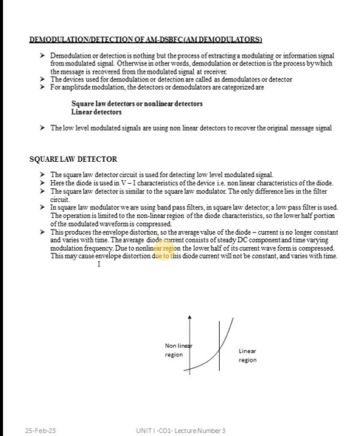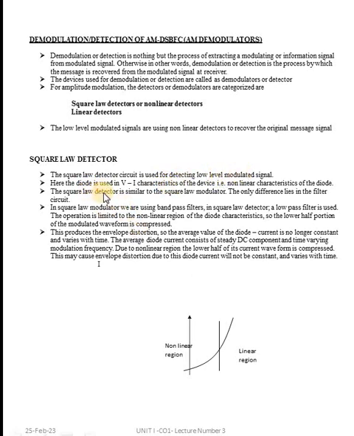For amplitude modulation or double sideband with full carrier modulation, the detectors are categorized as square law detector or non-linear detector, and the second one is linear detector. The low-level modulated signals use non-linear detectors to recover the original message signal. So first we will discuss the square law detector. As I told earlier, a detector is used to demodulate the modulated signal and recover the message signal. This is especially for non-linear devices. The square law detector is used for detecting low-level modulated signals.